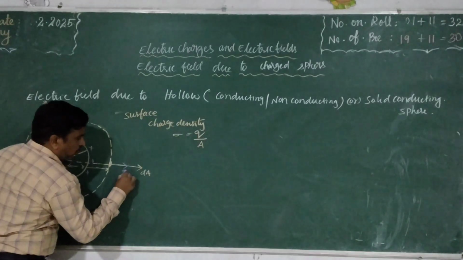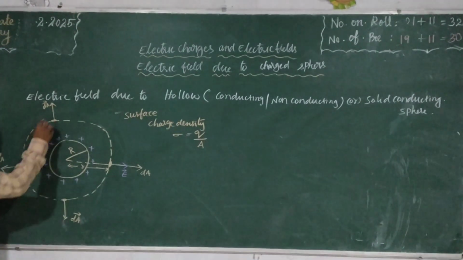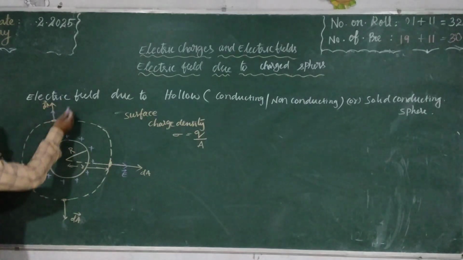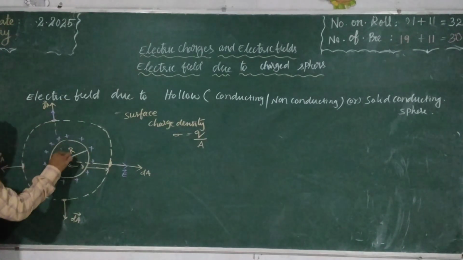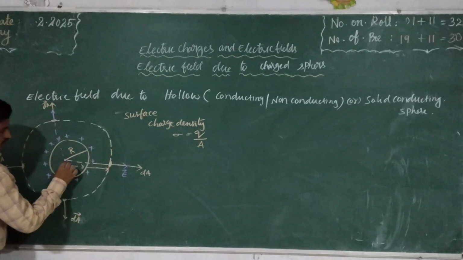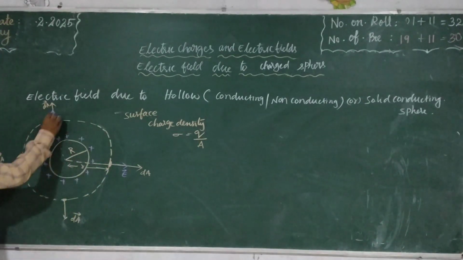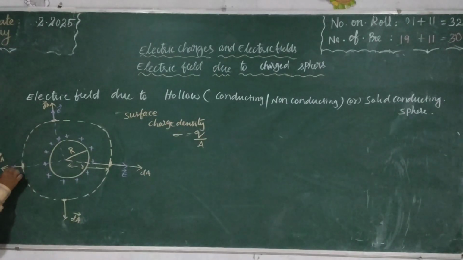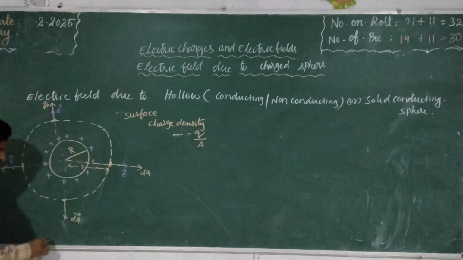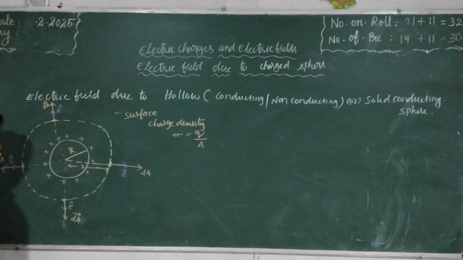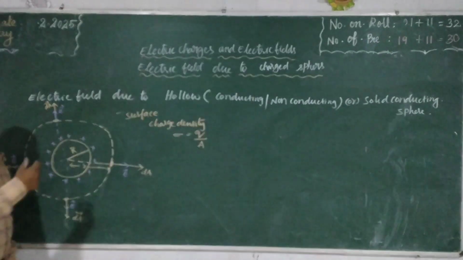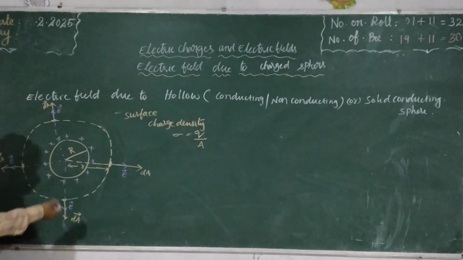So this means it is along the area vector. Here the electric field due to this positive charge is radially outwards. See this one, radially outwards. See this one, radially outwards. From the center, this is the electric field, radially outwards. At this point, this area, the electric field is radially outwards. See here, the electric field and area vector are along the same line, so these two are parallel to each other.